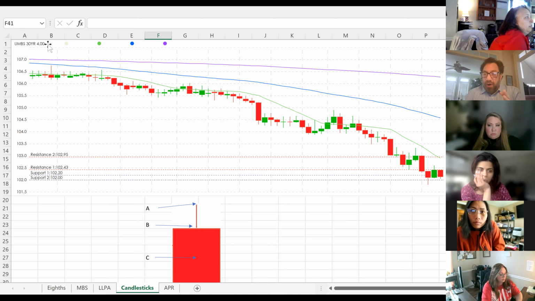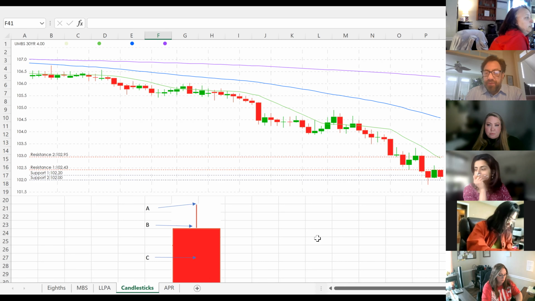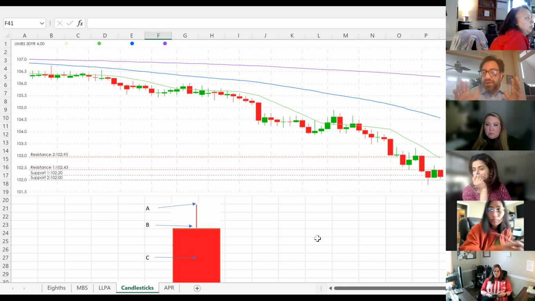Now, there are a million influences on mortgage rates. Adam, give us a couple of things that influence mortgage rates. I guess interest rate, how the market's doing for the day. Okay, so a couple of things. There's a lot of influences.